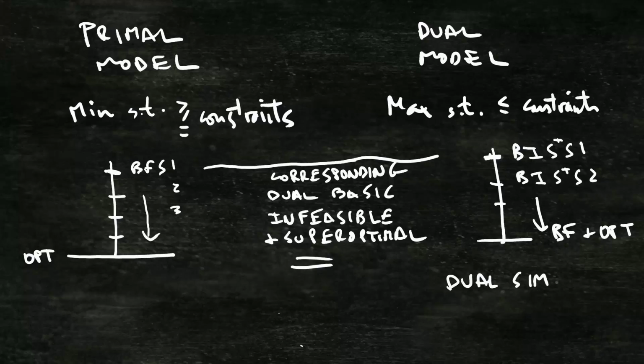So a dual simplex has the optimality condition maintained at all times, and this is the regular simplex. This is the primal simplex. This is just the regular simplex. This is the dual simplex.